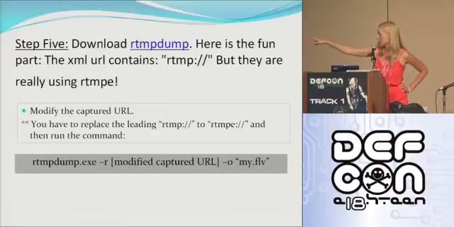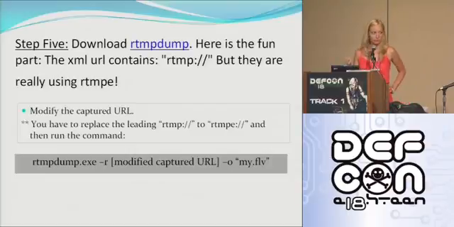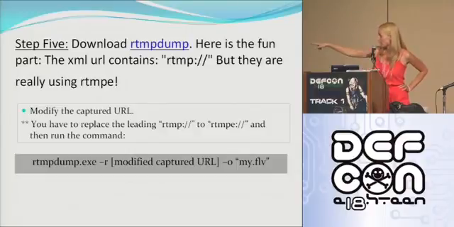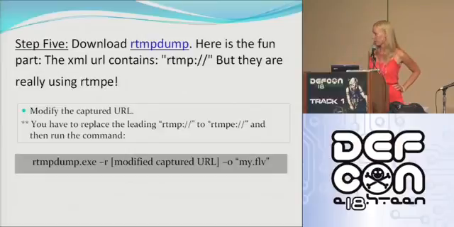It's the executable, with -r because you're downloading an RTMP stream. The only other option I think for RTMP dump is -host. Then the modified captured URL, and then the output of your FLV name.